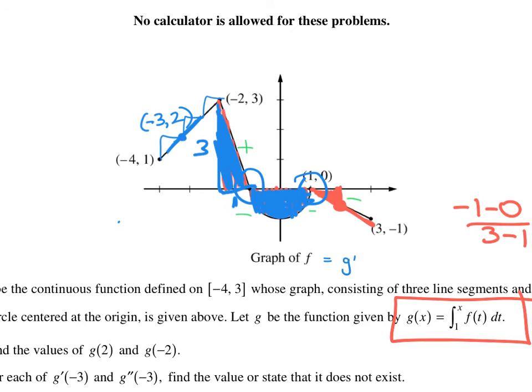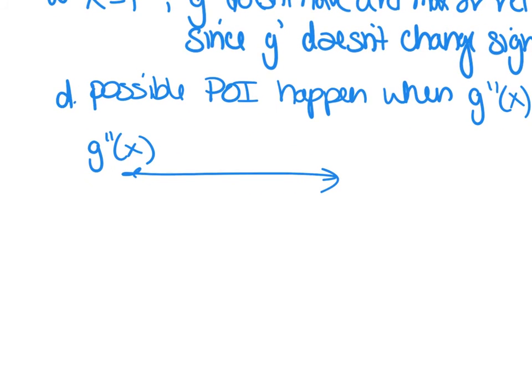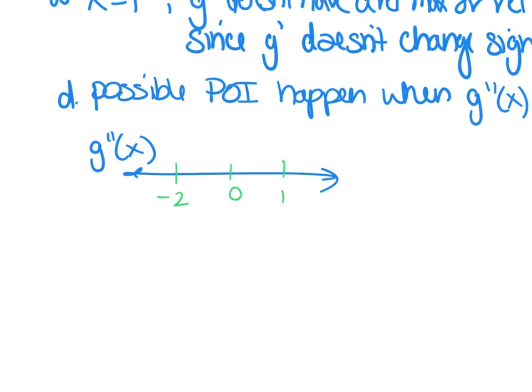Okay, so undefined here, because that's our sharp turn, right? Here it's 0, because you would have a horizontal tangent line. And then at 1 again, sharp turn. Okay, so those will be our possible points of inflection. So when we go to put that on our number line, we'll have -2, 0, and 1. And we need to see is our sign changing from positive to negative or negative to positive.